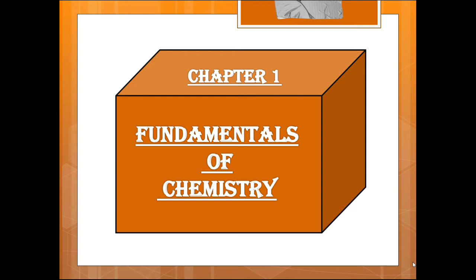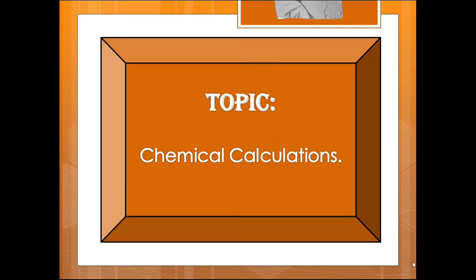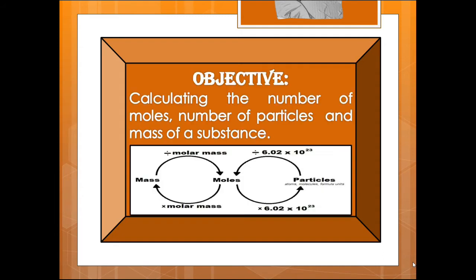Today we are going to study from chapter number 1, Fundamentals of Chemistry. Today's topic is chemical calculations. Today's objective: calculating the number of moles, number of particles, and mass of a substance.